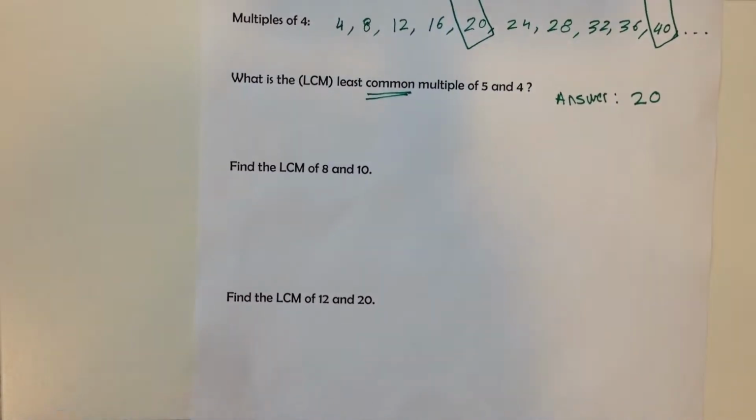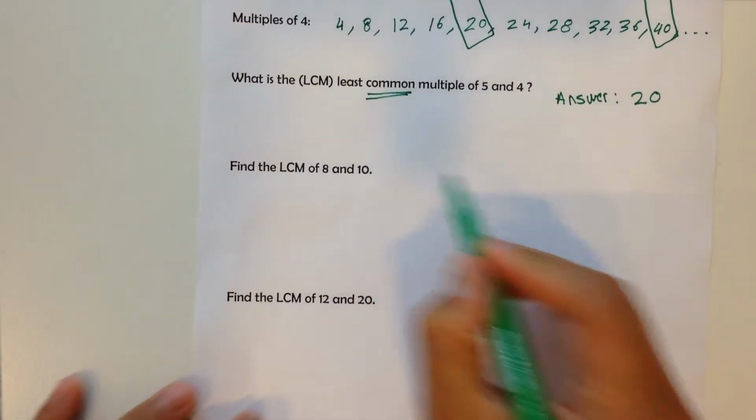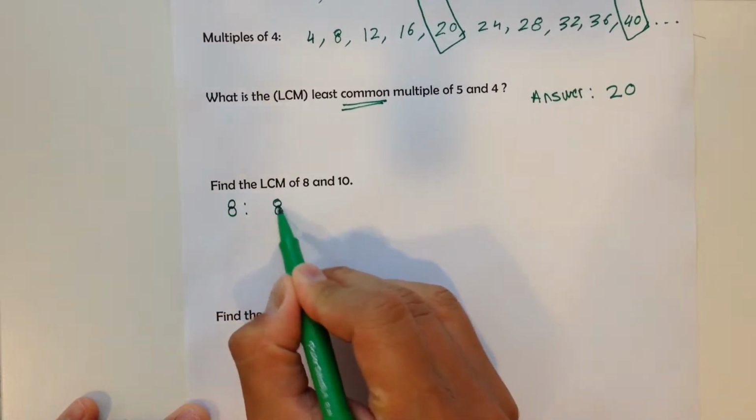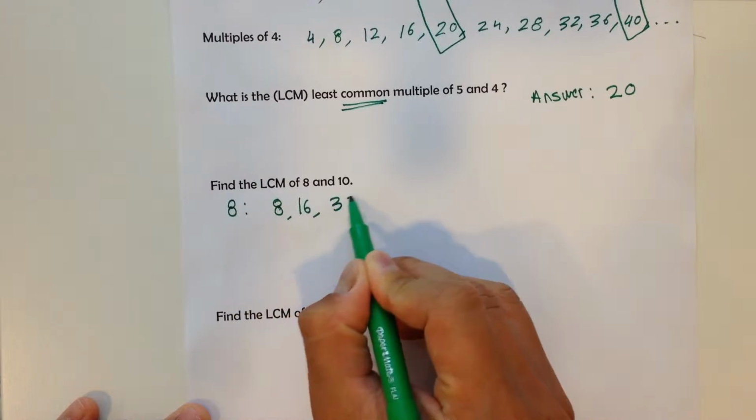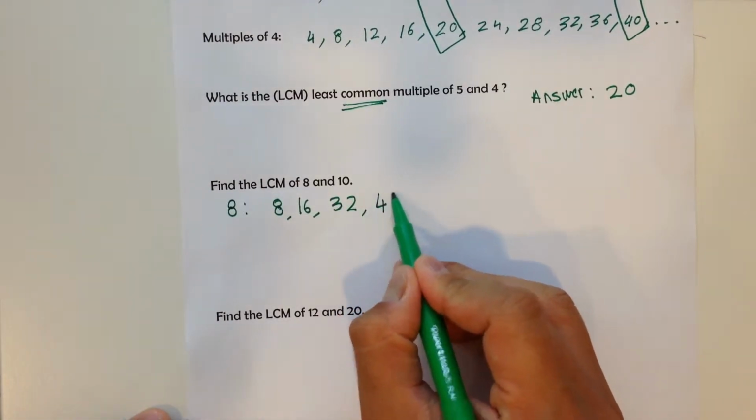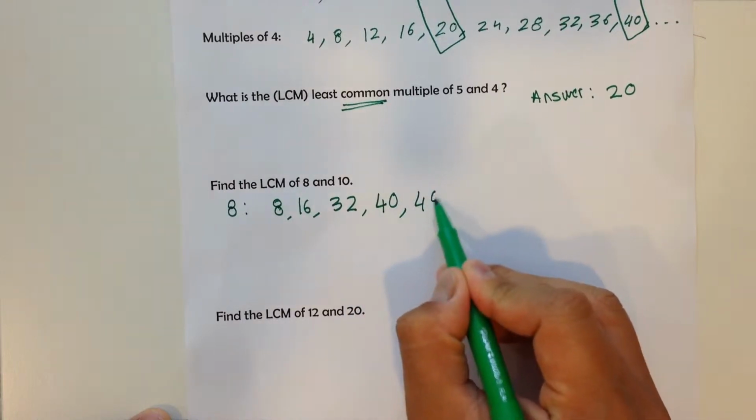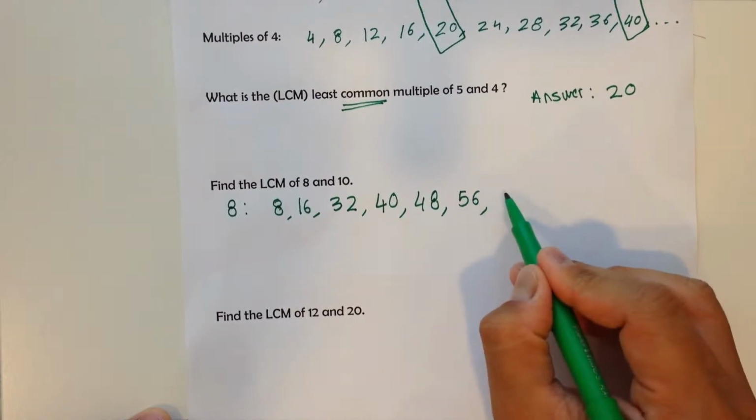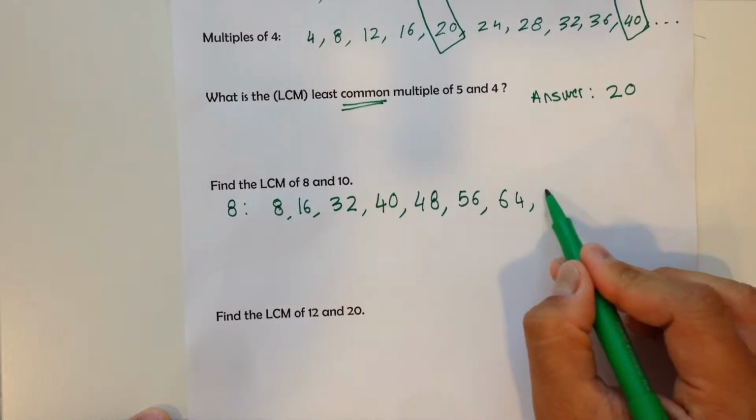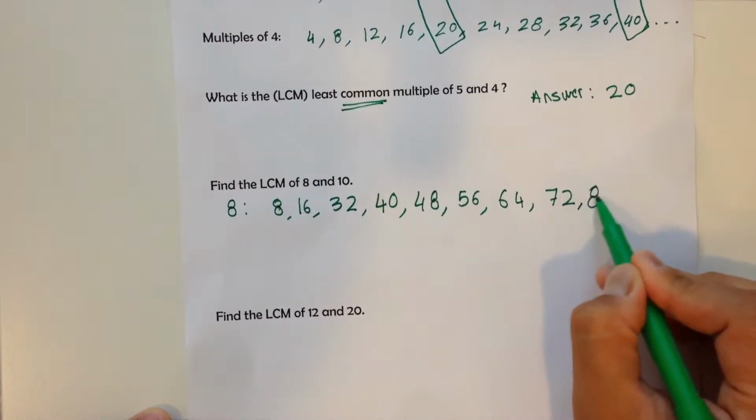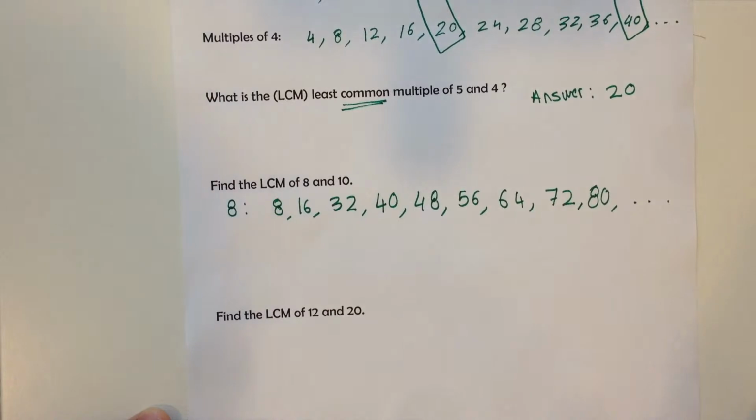Let's go ahead and find the least common multiple of 8 and 10. So first, write all the multiples of 8. So multiples of 8 are 8, 16, 24, 32, add 8 to the previous number, 40. Add 8 to 40, 48. Add 8 to 48, you get 56. Add 8 to 56, you get 64. Add 8 to 64, you get 72. Add 8 to 72, you get 80. And so on and so forth. Those are multiples of 8.